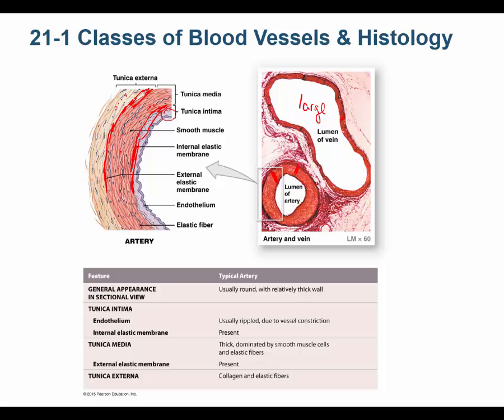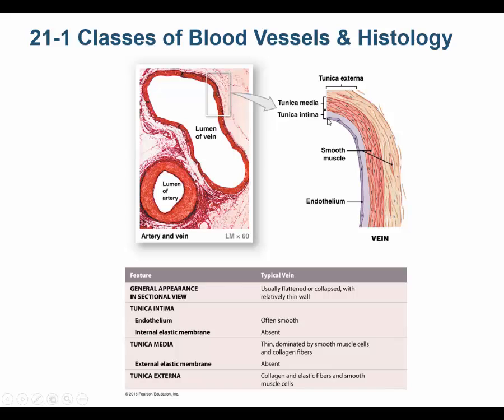So that's an artery and a vein. At any given time, most of your blood is in the veins, and that might not make sense right now, but I will explain that statement in a bit. So that's the histology of your vasculature. Some more histology right here.